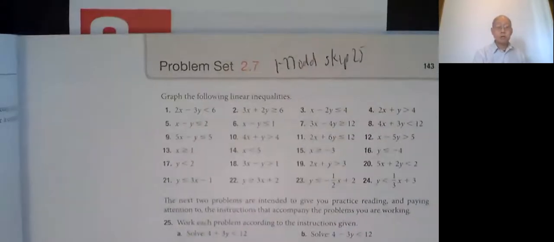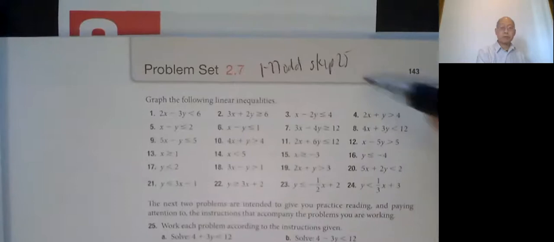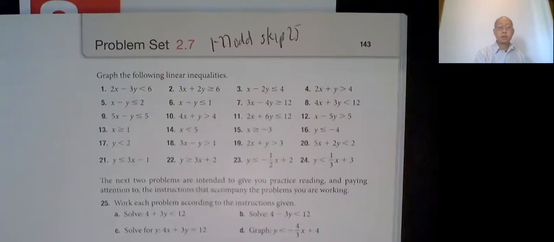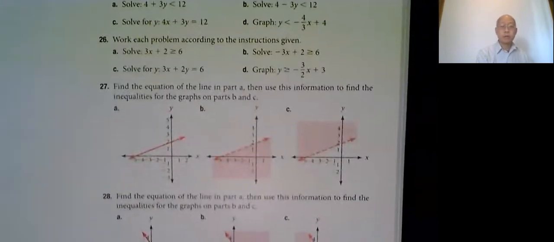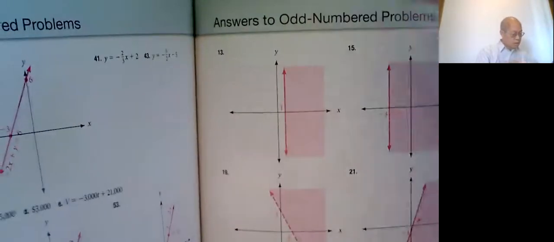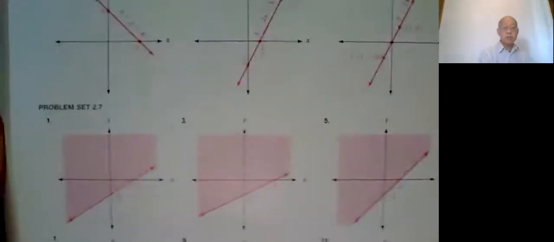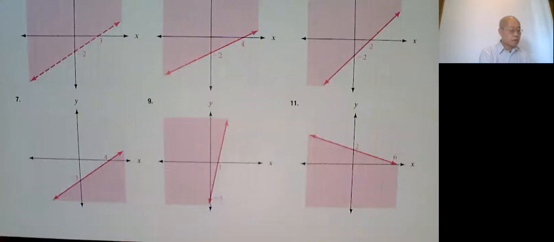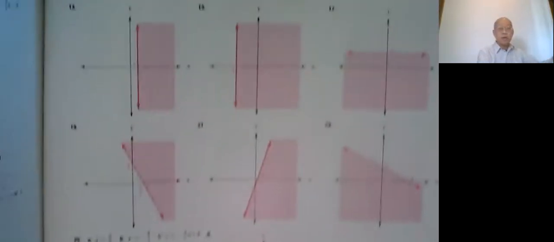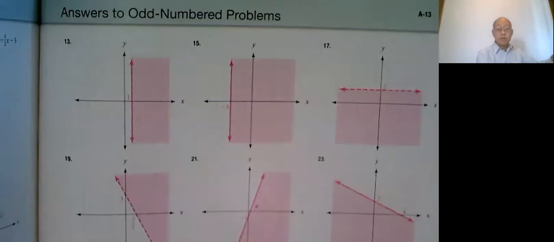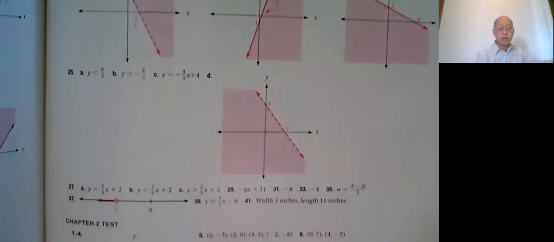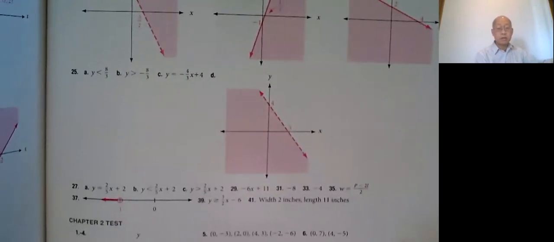Okay, section 2.7, the homework is 1 to 27 odd, except skip problem 25. We're graphing linear inequalities in the plane. The problems, and the answers are in the back. So 2.7, there's 1, 5, 7, 9, 11, 13, 15, 17, 23. Skip the 27 there.